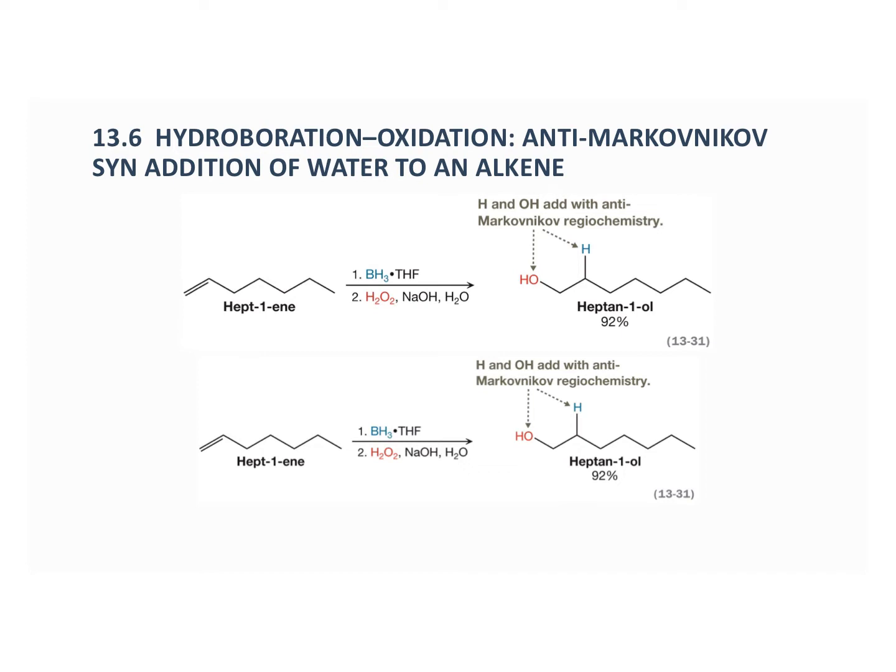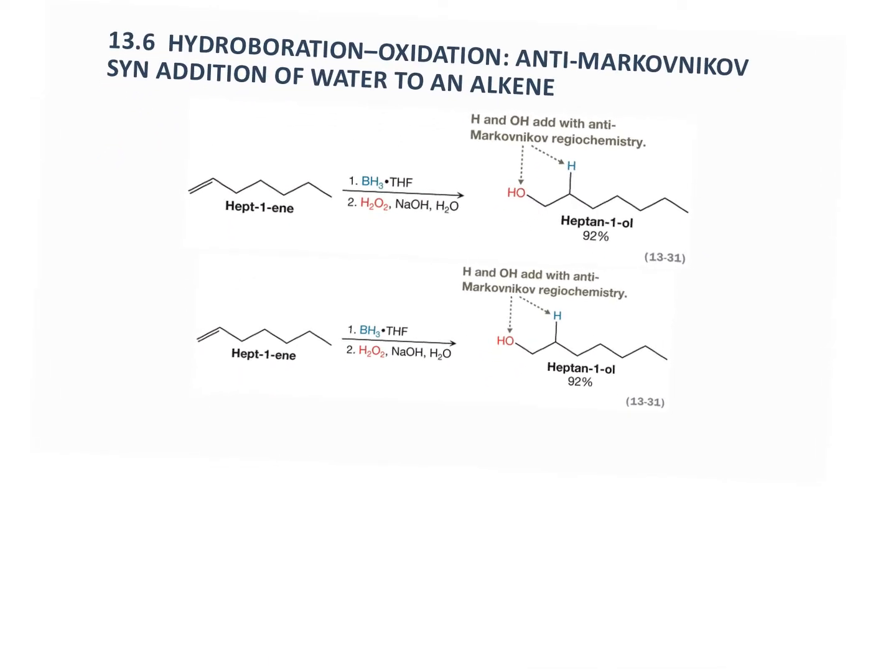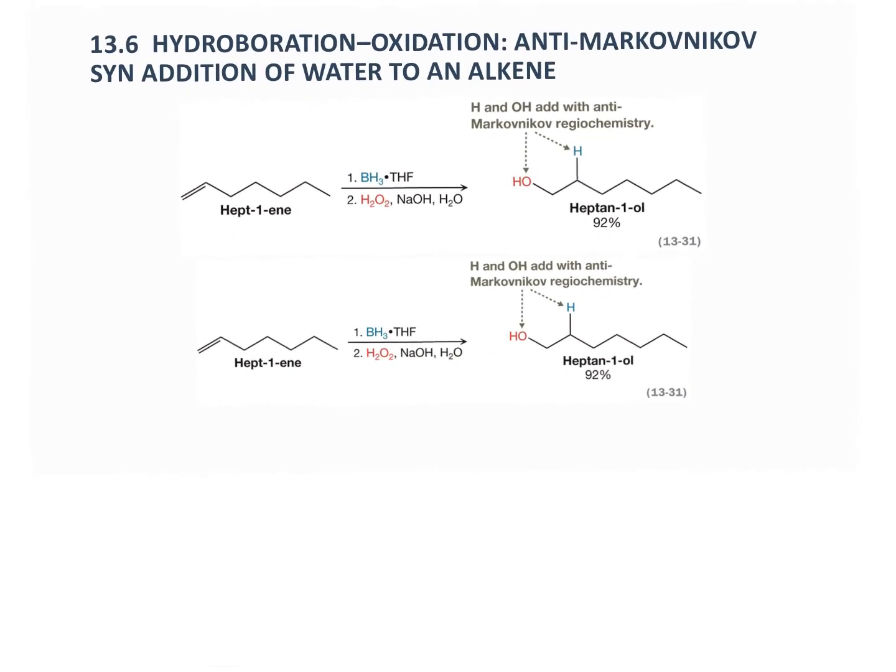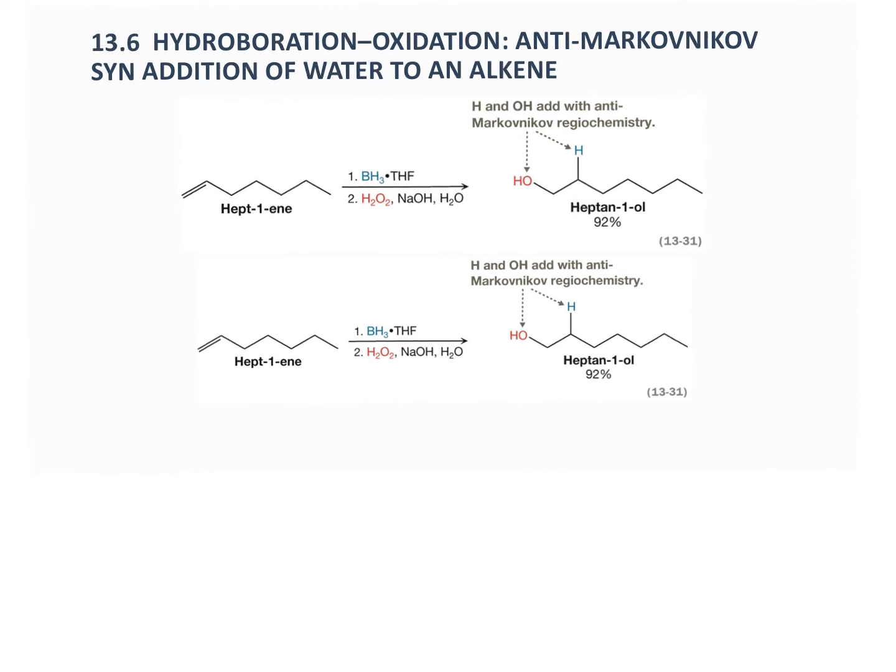Now, we're going to look at a third way to add an alcohol functional group. This is a hydroboration oxidation, and we add water across that nonpolar pi bond, that double bond. And these are two examples of it, right? So you can see the example here. Notice the regiochemistry in this reaction, okay?